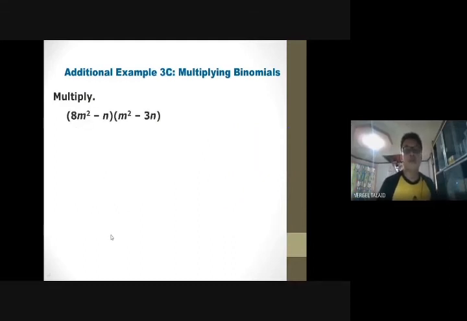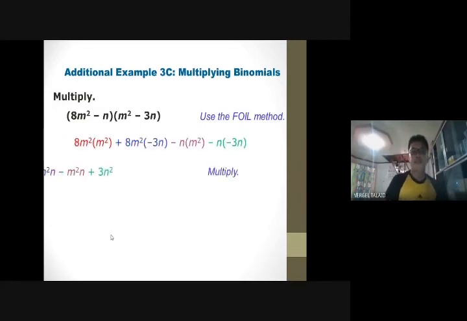Now, how about this example? Still, you can also use the FOIL method. We have 8m squared times m squared, that is 8m to the power of 4. 8m squared times negative 3n is negative 24m squared n. And negative 1 times positive 1 is negative 1, so just copy m squared n. Then negative 1 times negative 3 is positive 3n.